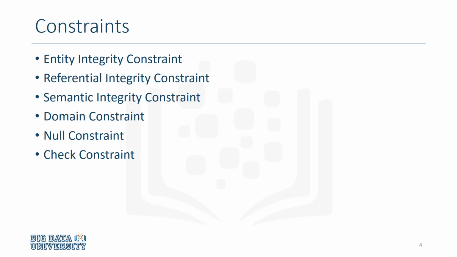Within any business, data must often adhere to certain restrictions or rules. Constraints help implement the business rules. In a relational data model, data integrity can be achieved using integrity rules or constraints. The following 6 constraints are defined in a relational database model: entity integrity constraint, referential integrity constraint, semantic integrity constraint, domain constraint, null constraint, and check constraint. We will discuss each of these relational model constraints.